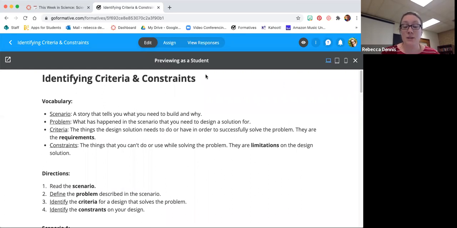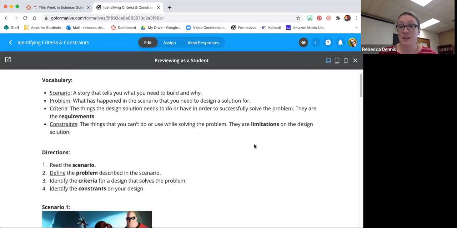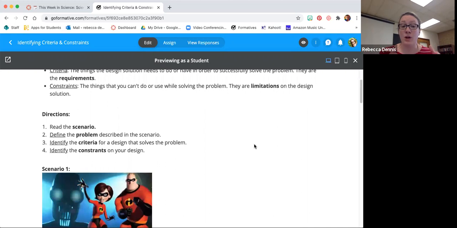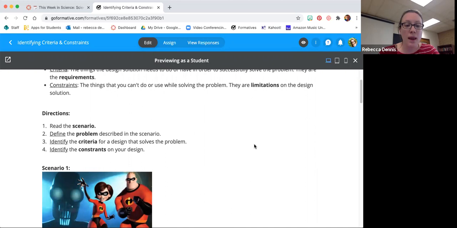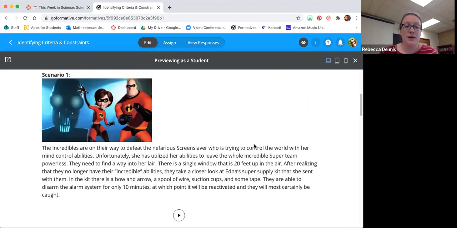It talks about, if we start out with the vocabulary, the scenario is just the story that tells us what we need to build and why. The problem is what has happened in the scenario that you need to design a solution for. In other words, what is happening that causes you to need to build something? And then the criteria are the requirements, the things that it has to do or have. And the constraints are the limitations, the things that basically limit what your design can and cannot be. Okay. All right. Scenario one.